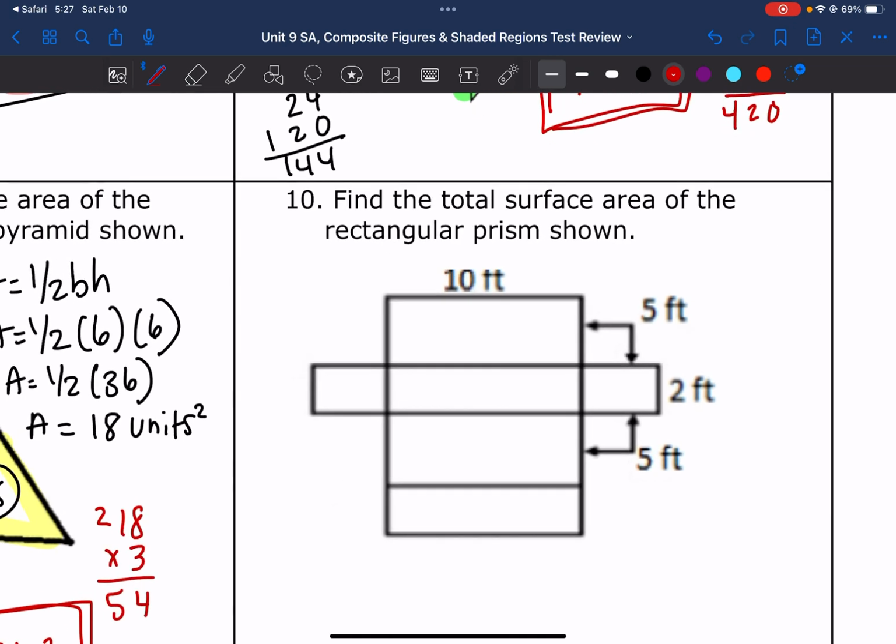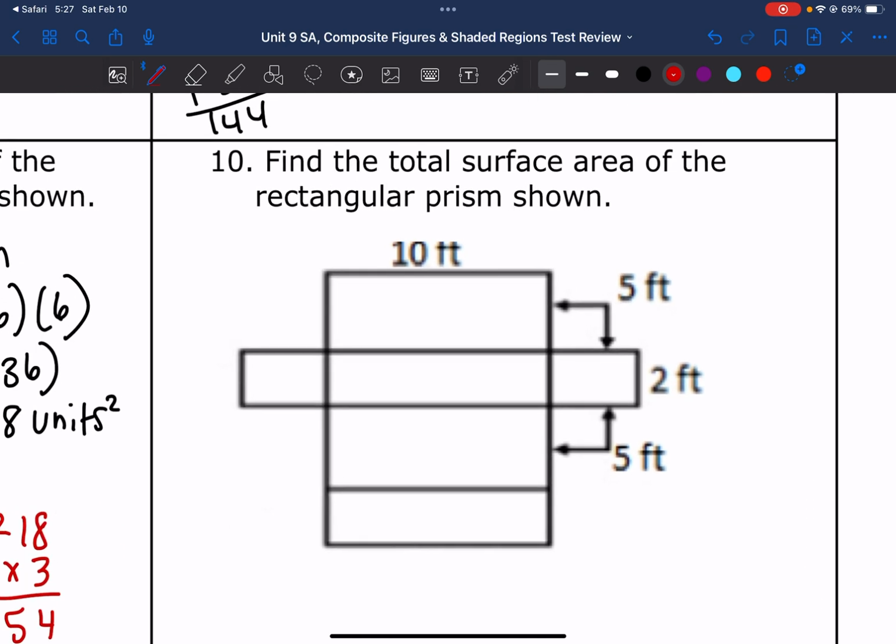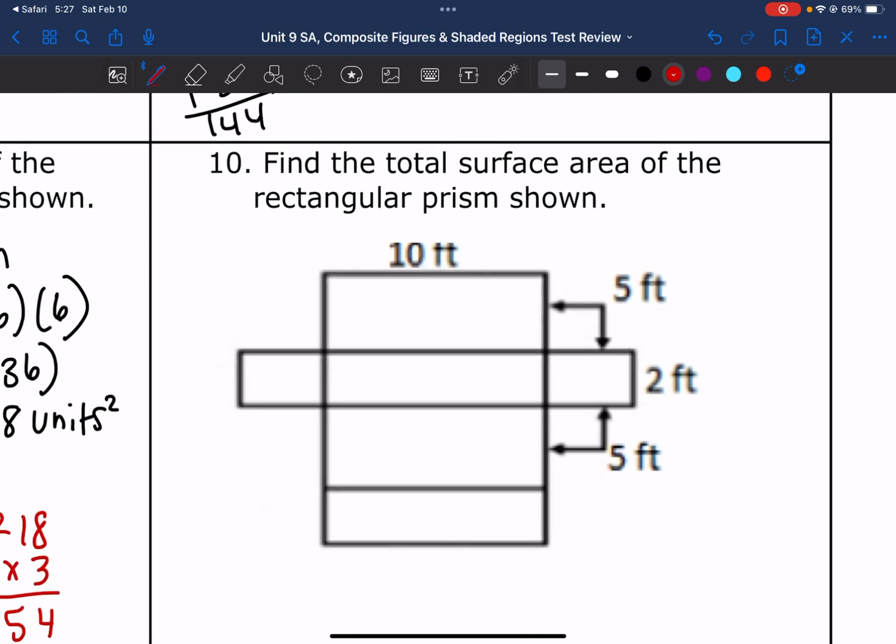So number 10, the reason why these have been so difficult is that if you don't see a side, you're not sure what you're going to multiply by. So the first thing that you want to make sure you do is find all of the lengths. So if this one right here is 10, all of them that are parallel to it will also be 10. So here, this is 10, this is 10, this is 10, and this is 10.